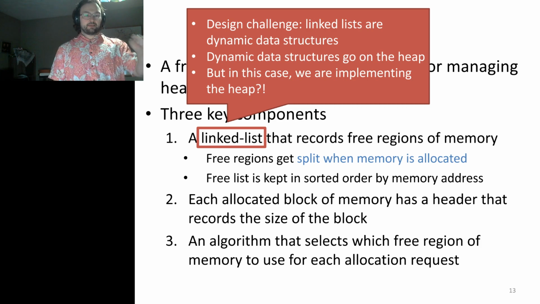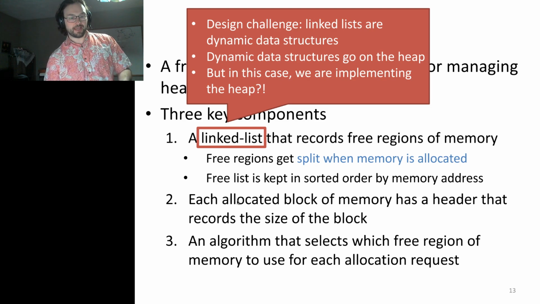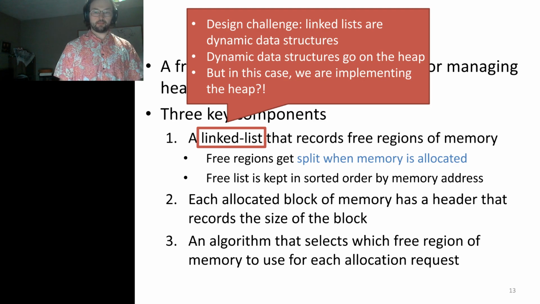So that means that when we have memory that's free, it's going to be a linked list cell, but we also need to track some information about memory that's allocated. So when we have memory that's allocated, that allocated memory is going to have a header, and in the simplest version of this, the header is just going to be the size of the block. And then we have to figure out what the algorithms are to allocate in free memory.